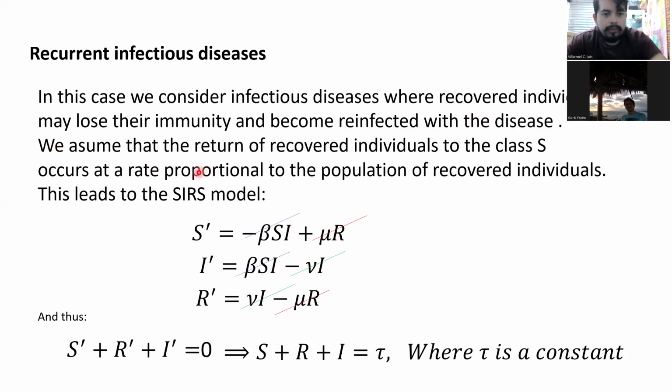So we are going to assume that the return of the recovered individuals to the class S occurs at a rate proportional to the population of recovered individuals. That is, if we call R the number of recovered individuals, S prime, in addition to the last factor that was minus beta SI, gets the additional factor plus mu times R, where mu is a positive constant. This factor is proportional to the recovered individuals.